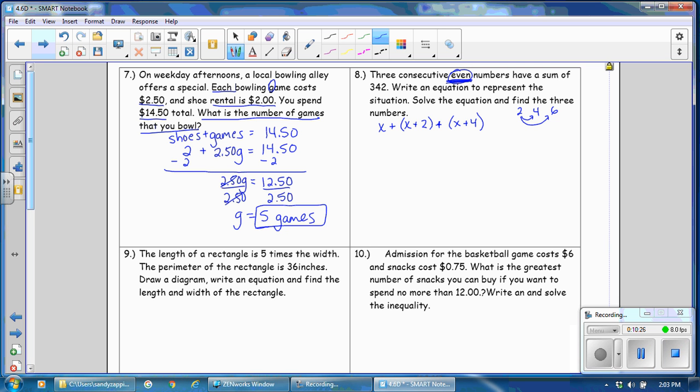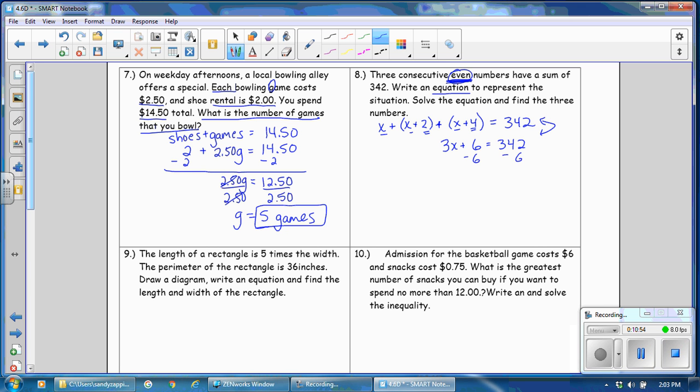So then we also know that the sum is equal to 342. So we'll write down that that's equal to 342. So that is an equation that can be used to represent the situation. An equivalent expression would be combining the like terms. So that would give us 3x plus 6 equals 342. So either one of these equations could be used to solve the problem. So let's go ahead and solve it.